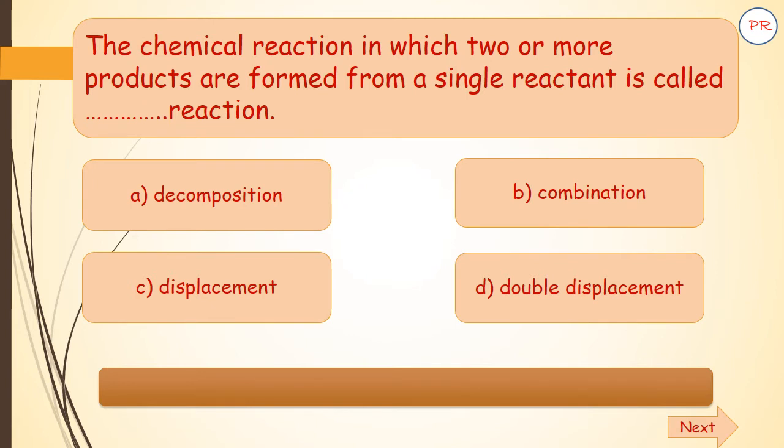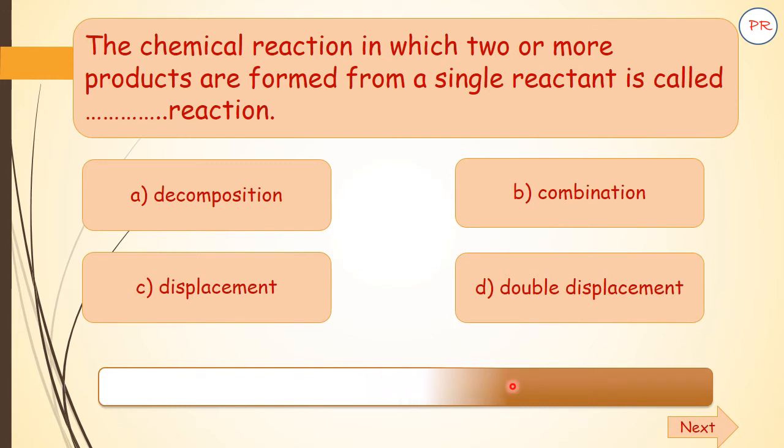The chemical reaction in which two or more products are formed from a single reactant is called dash dash dash reaction. A. Decomposition, B. Combination, C. Displacement, D. Double displacement. Here is your time. And the correct answer is A. Decomposition.